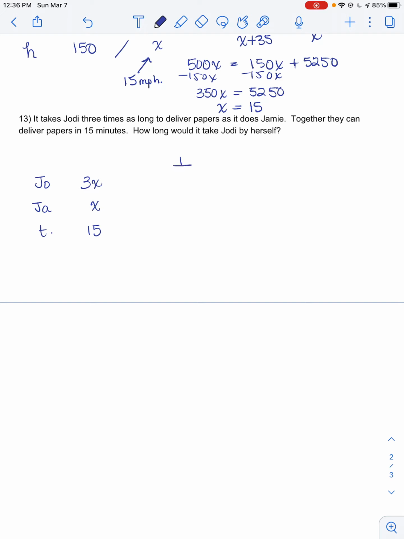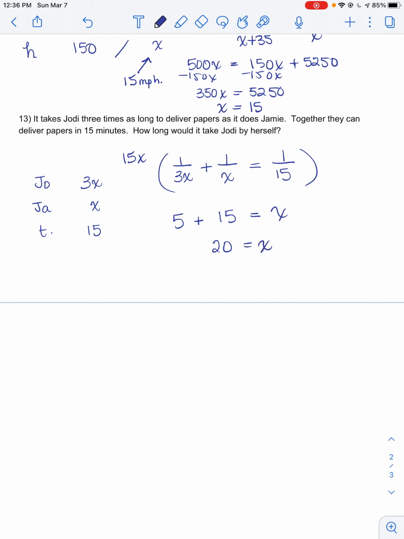So the equation that I write is the part of the job that Jody can do plus the part of the job that Jamie can do equals how much of the job they can do together. The LCD here is 15x. Again, that'll cancel with the 3x down to a 5. It'll cancel with that x down to a 15, and it cancels with that 15 down to just an x.